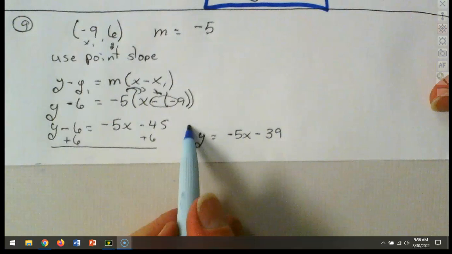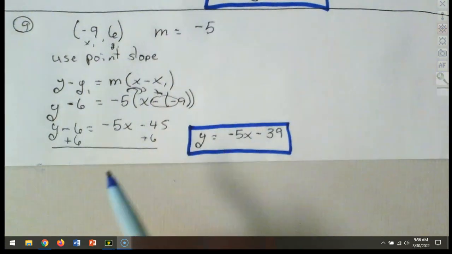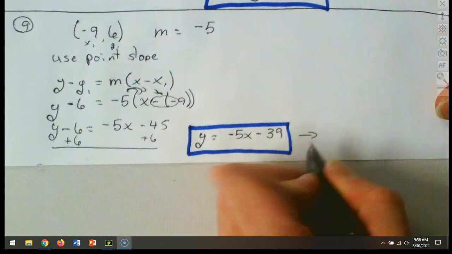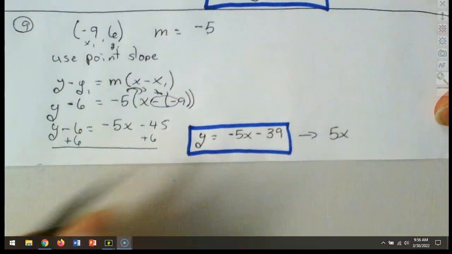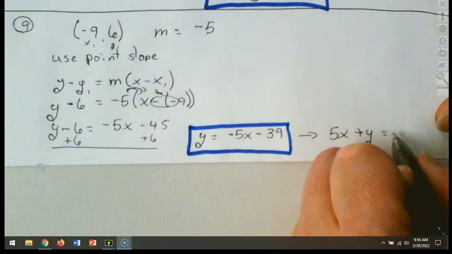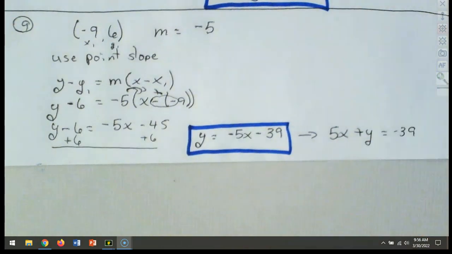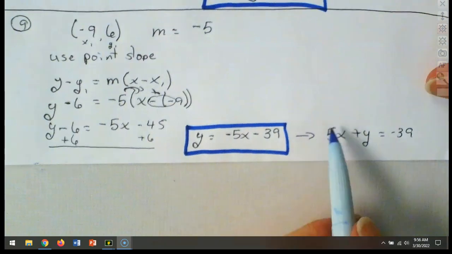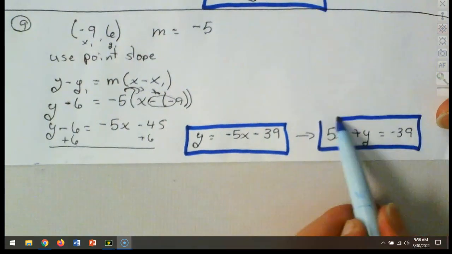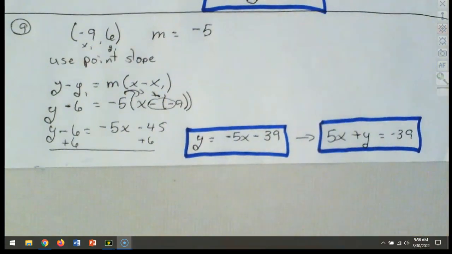How do we get it in standard form? We don't even have to do any real work. And I try to pick easier questions, so we just move it over. So that would be 5x plus y equals negative 39. Right? Not much to do on that. And I did try to pick questions that don't have complicated fractions. They'll be just like this. All of it is more concepts than difficult questions with fractions.